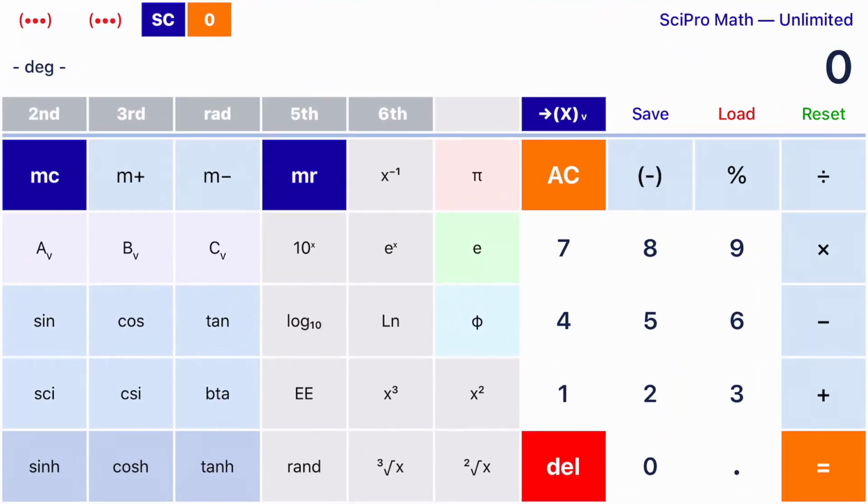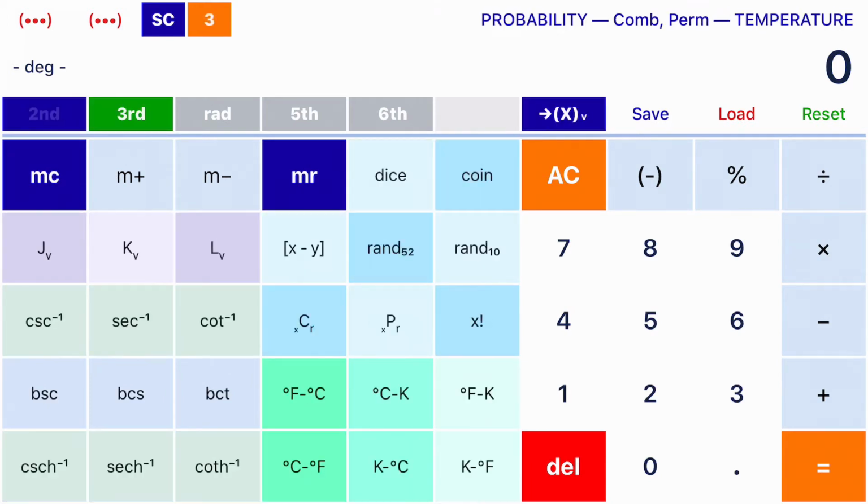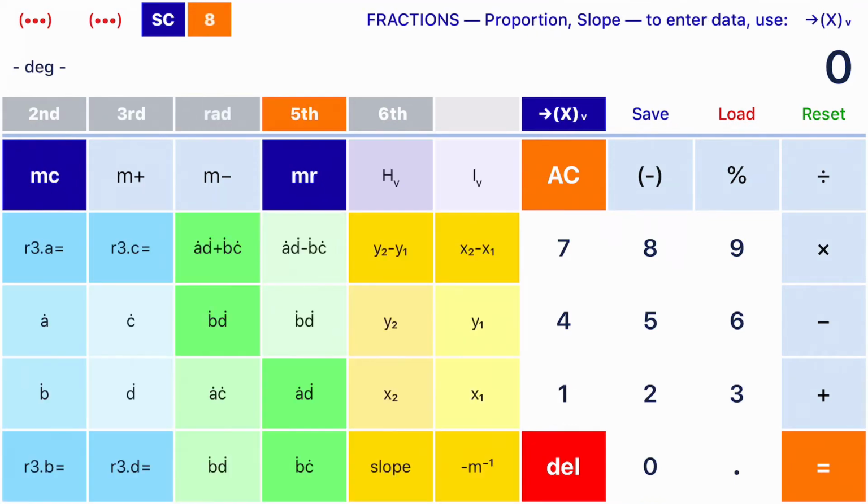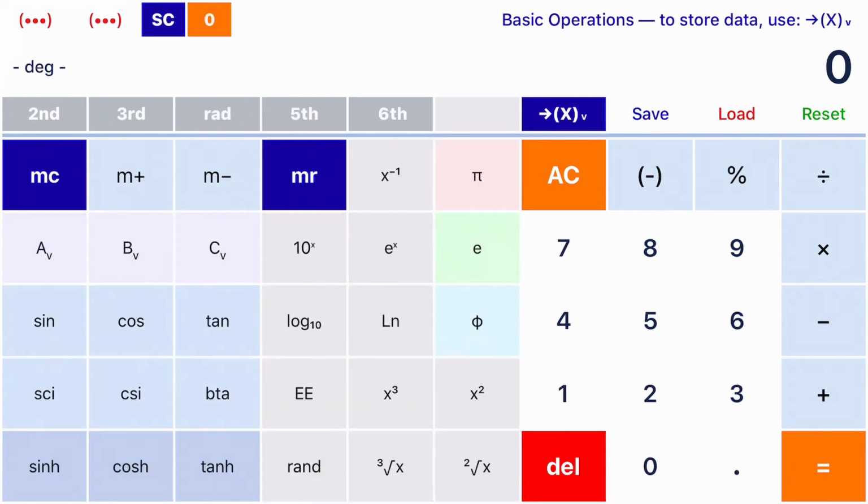Basically, all there is to this app is how to use the value transfer function, which is the one I'm touching right now, and how to use the function keys for navigation. Okay? You could also use not only the function keys for navigation, you could also use these keys, the one on top that I'm touching right now.